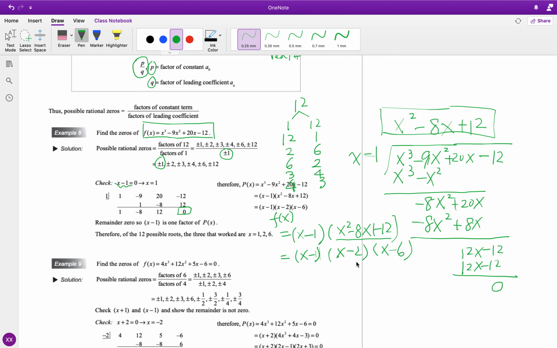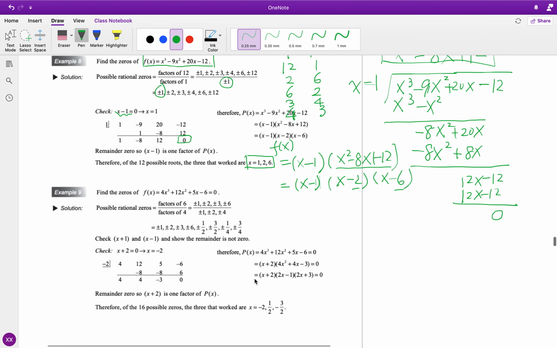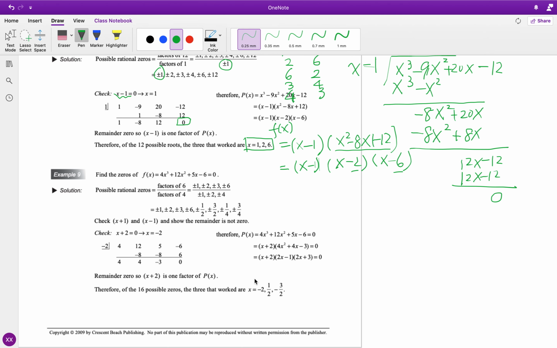And you got all your other roots here too, so 2 and 6. So therefore your zeros are x equals 2, 1, 2, and 6. Now, the next example is exactly the same thing, so you just have to try.